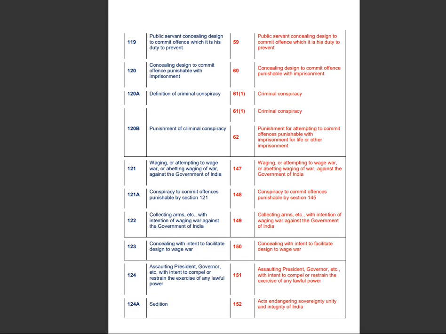Section 119 of the Indian Penal Code deals with public servant concealing design to commit offence which it is his duty to prevent, whereas Section 59 of the BNS deals with public servant concealing design to commit offence which it is his duty to prevent.